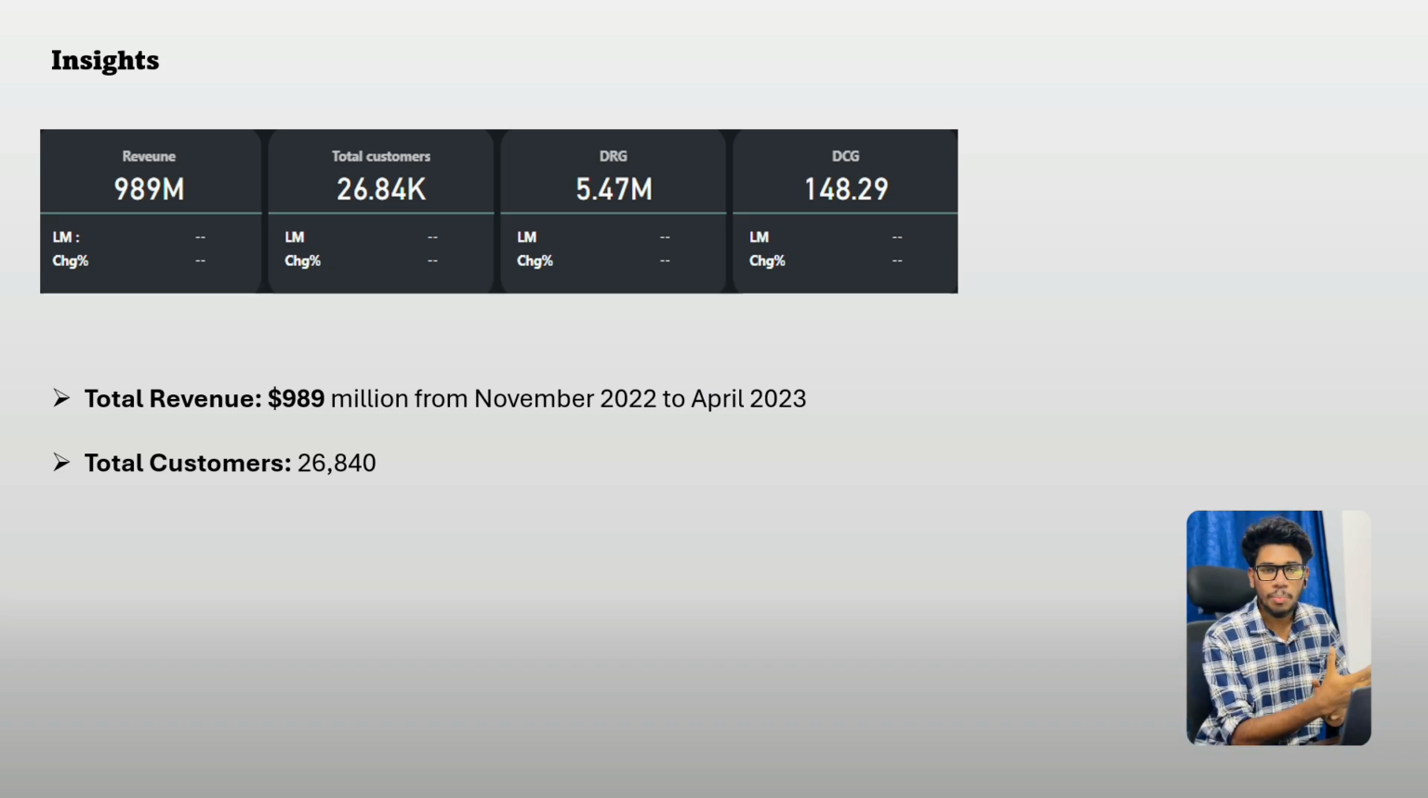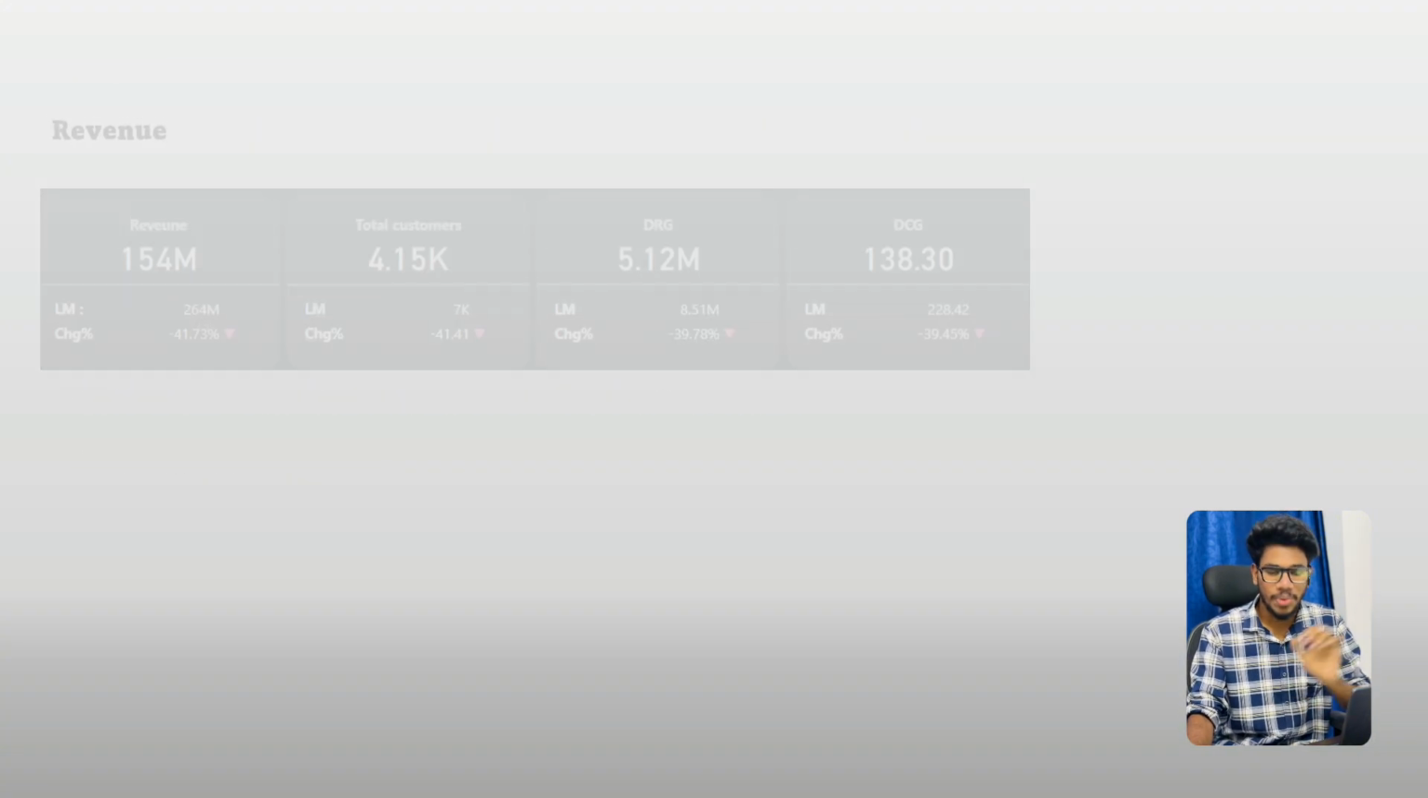So every company or any business aims to maintain a consistent and healthy steady flow of revenue. So let's look at the revenue now. The company made around 989 million in the span of November 2022 to 2023, and they have a total of 26,840 customers. Let's go to the date and see the significant changes in the revenue by month.